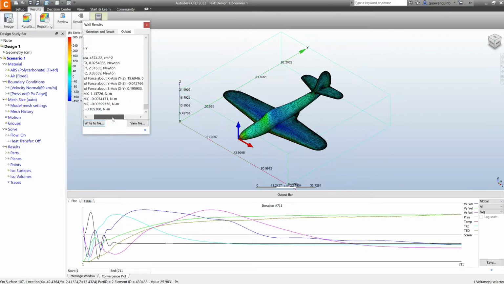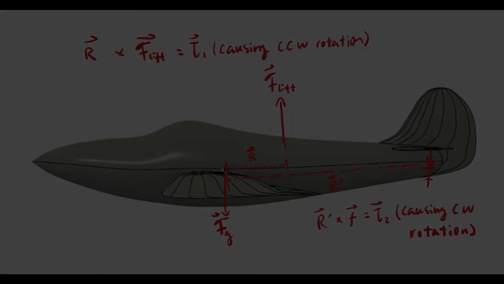And we have a general understanding of the center of forces about each axis, and also the moment, which is the torque, about each axis. And as you can see, the torque about the y and z axes are very small, about 1,000 times smaller than the torque about the x-axis.